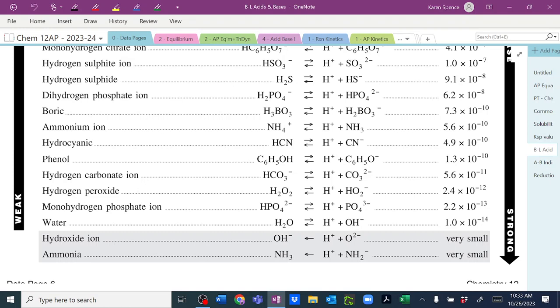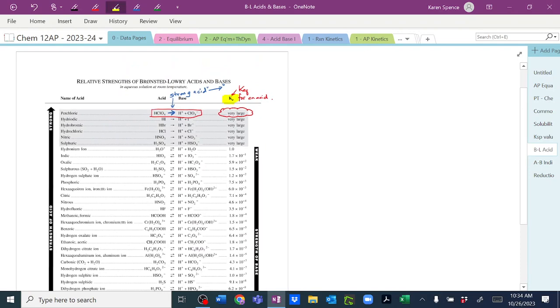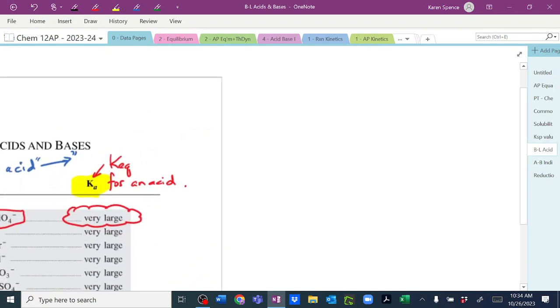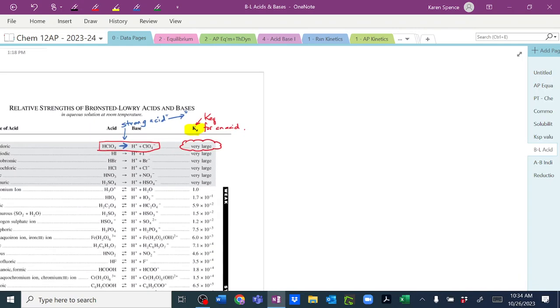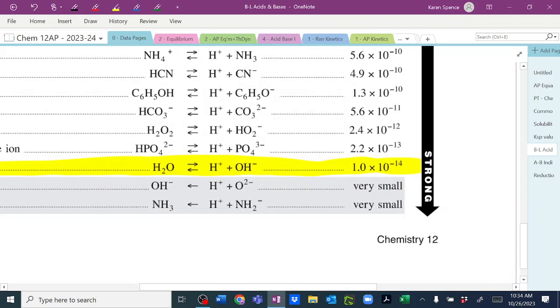And what do you see here down at the bottom? We got water, and its dissociation constant is 1.0 times 10 to the negative 14. That means that Kw is also the Ka for water. Yes, Kw is also the acid constant for water. Is that good? Okay.